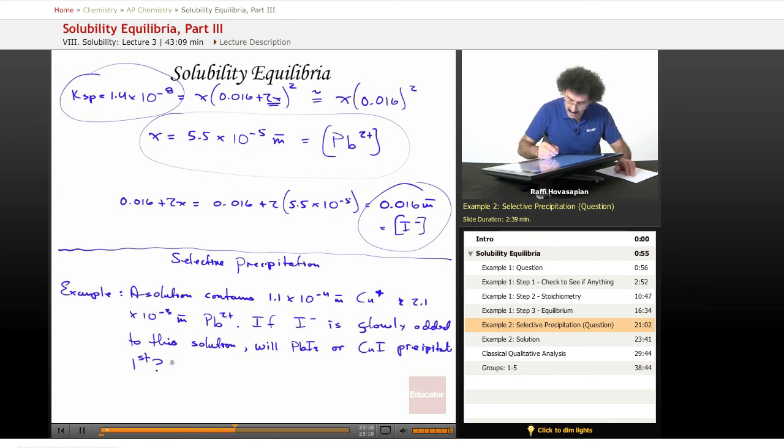Okay, and also, at what concentrations of iodide will each salt start to precipitate?